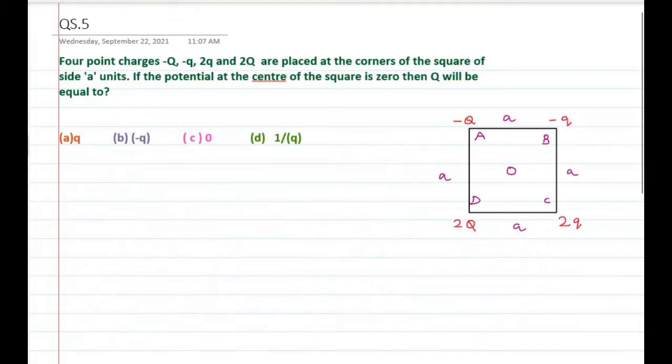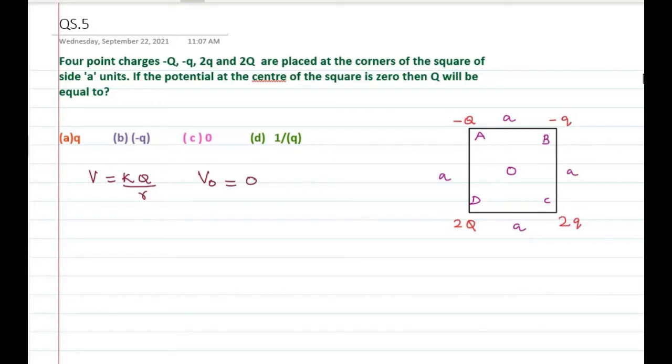Coming to the next one: 4 point charges minus Q, 2Q and 2Q are placed at the corners of a square of side A units. If the potential at the center of the square is 0, then Q will be equal to? First, what is the formula for potential? V is equal to K Q by R. They are saying that the center potential is 0, that is V naught is equal to 0.